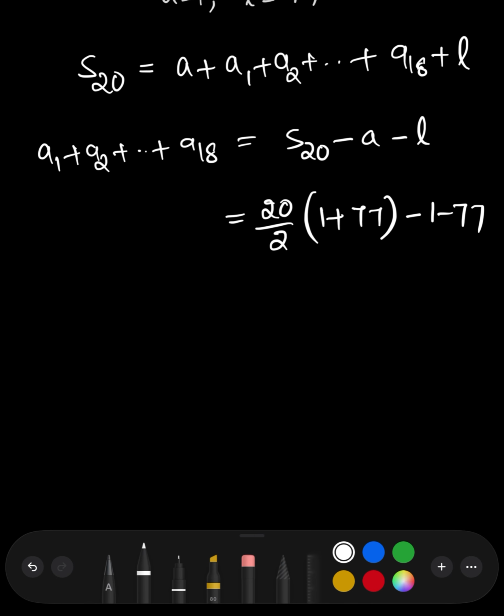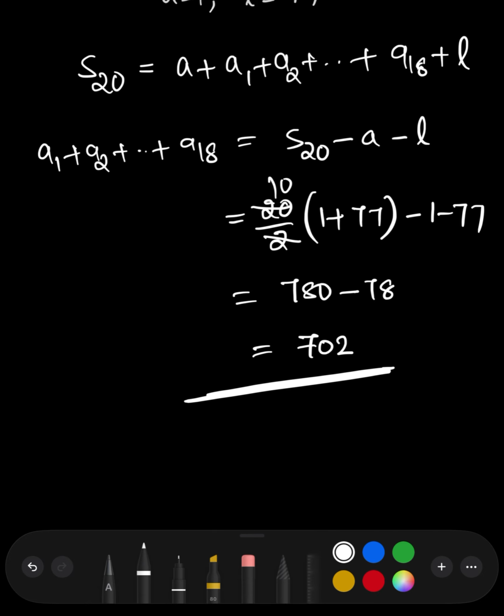Now 2 tens are 20, so clearly 780 minus 78. Now what about 780 minus 78? That is nothing but 702.